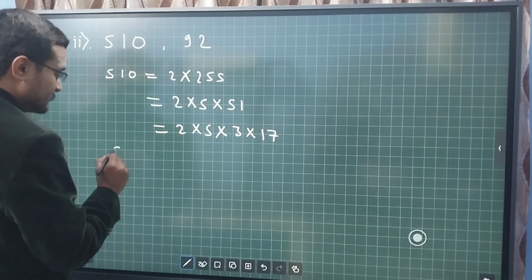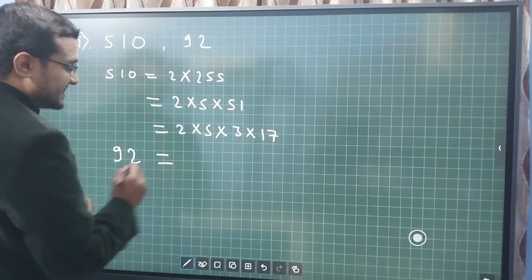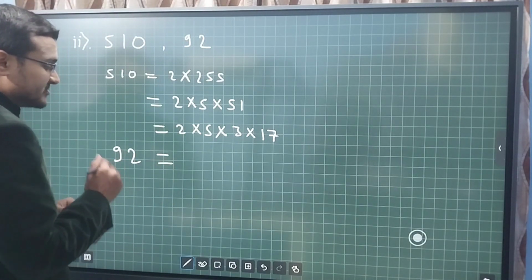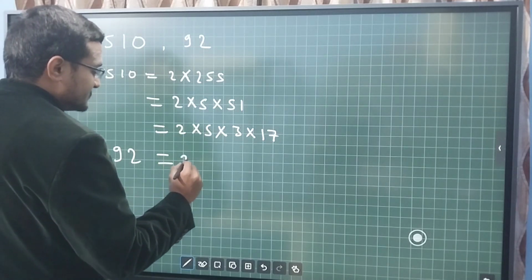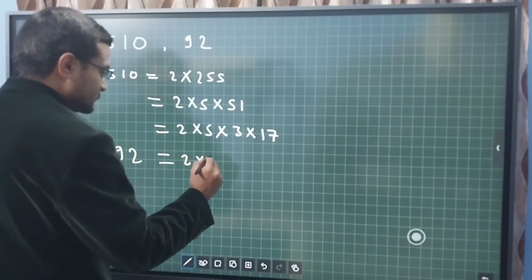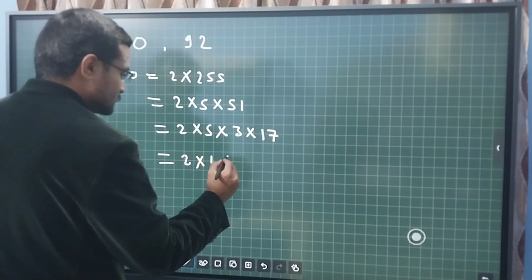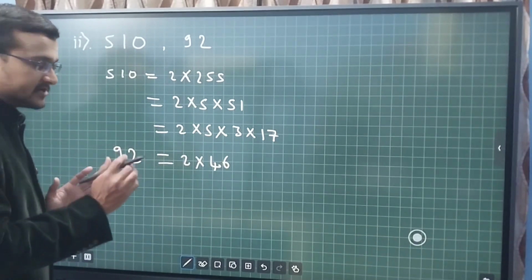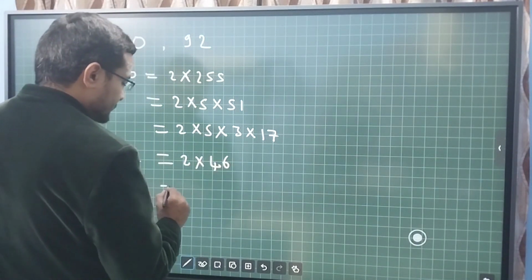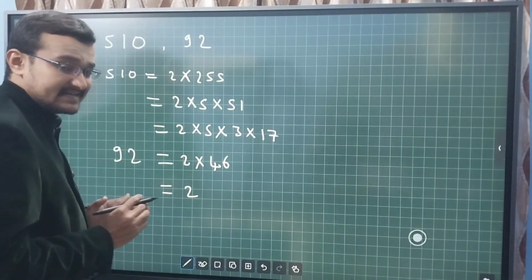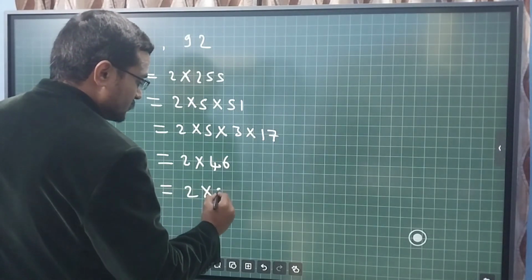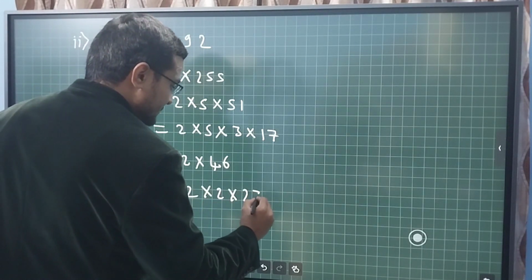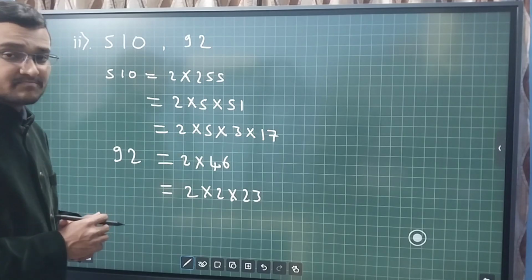Now we have one more number, that is 92. This 92 also we have to factorize. When you factorize 92, you will get 2 into 46. Again this 46, you can write as 2 into 23, so 92 is 2 into 2 into 23. And 23 is a prime number.